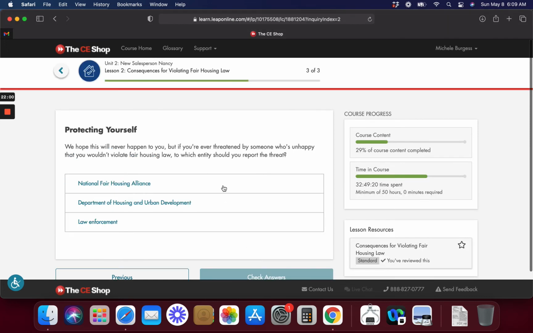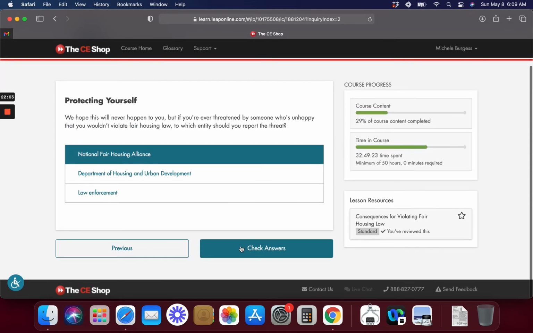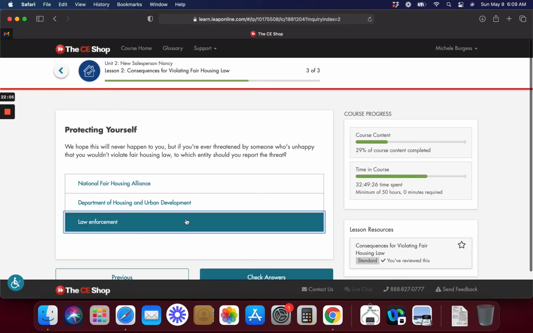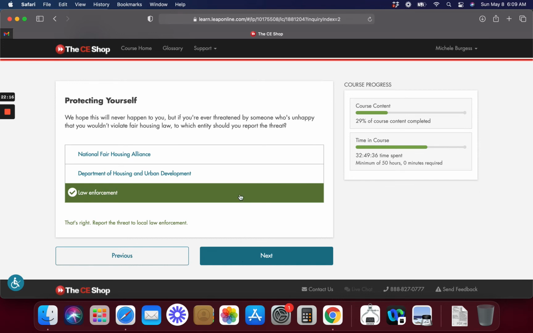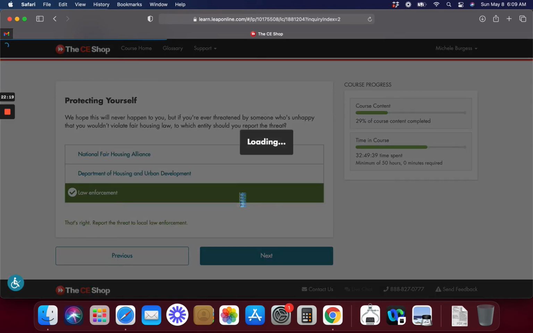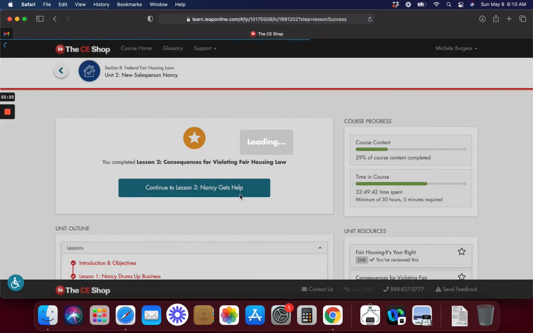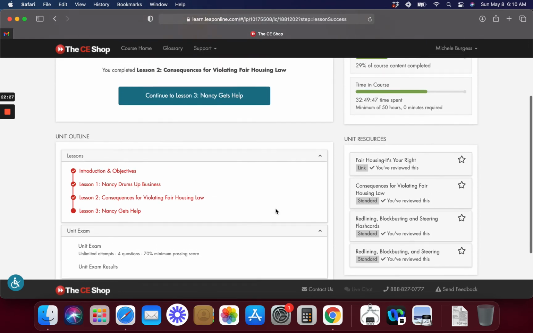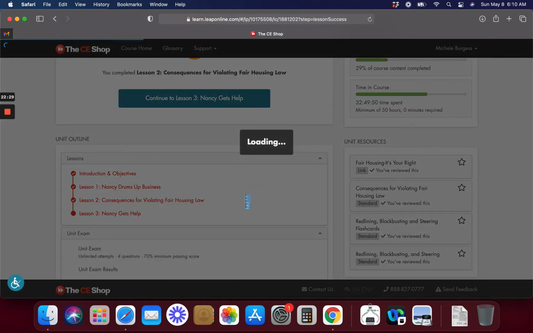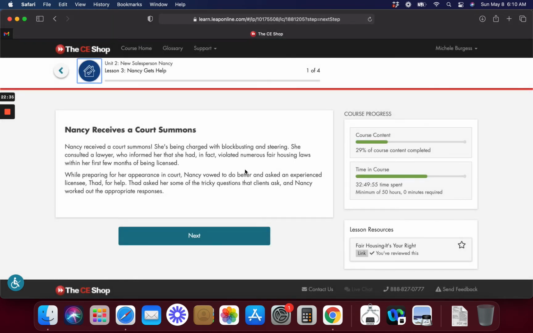No, that's not correct. Okay, so who do we go to if we have a problem? No, law enforcement. Let's say you're threatened by someone who's unhappy that you wouldn't violate the fair housing law. Go to law enforcement. Okay. We're going to do one more here. Maybe two, because we got four questions. I try not to make these videos too long, but we don't want to make them too short.